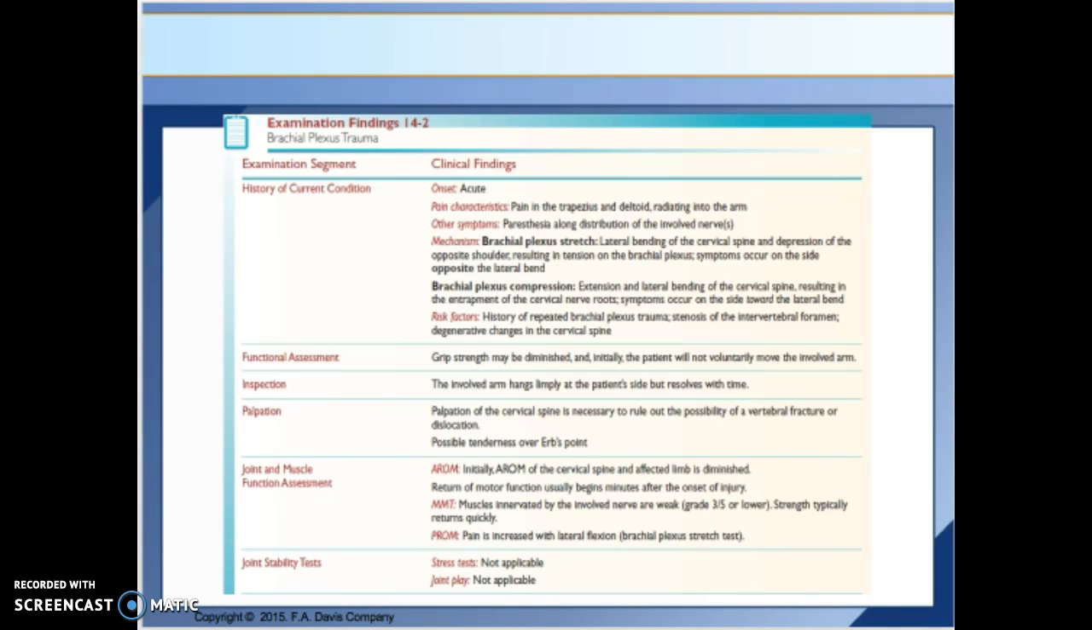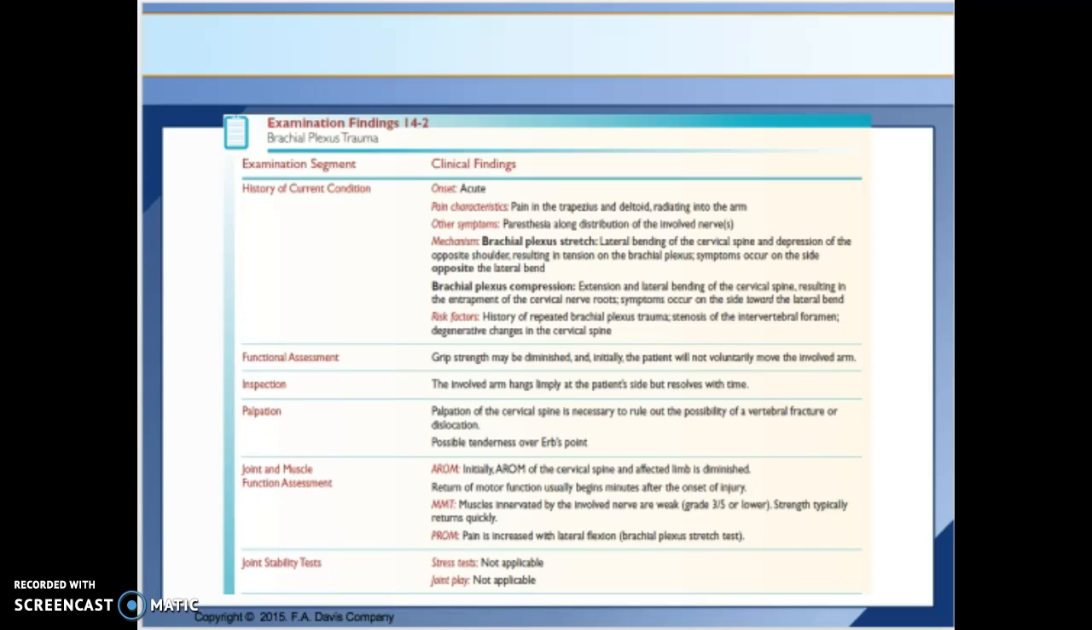All right, so on your brachial plexus trauma, again, it's usually an acute injury. This person is going to experience paresthesia along probably the whole upper extremity. And the mechanism, again, could be lateral bending and depression of the opposite shoulder. So lateral bend to the right, depression of the left shoulder. Could also be strictly lateral bend to the left side. That would be more of the compression injury. And along with that, the patient may also extend the cervical spine as part of that mechanism.